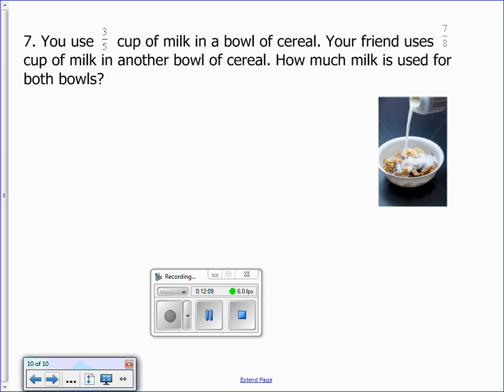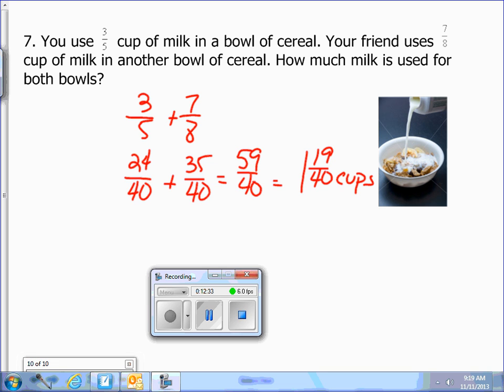Our next word problem. You use 3/5 cup of milk in a bowl of cereal. Your friend uses 7/8 cup of milk in another bowl of cereal. How much milk is used for both bowls? So pause this, let you come back and check your final answer. So we determined that we're adding 3/5 and 7/8 with a common denominator. We added the numerators, so we have 59 over 40ths. We reduced it. Final answer is 1 19/40 cups.